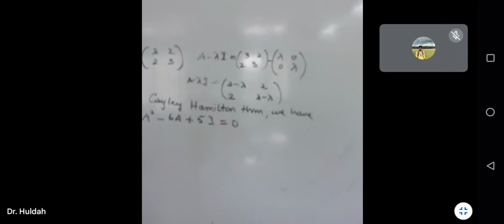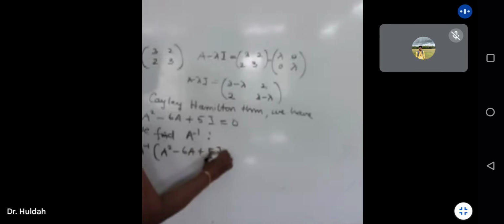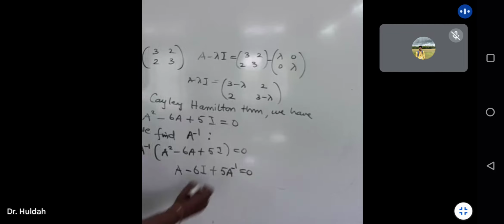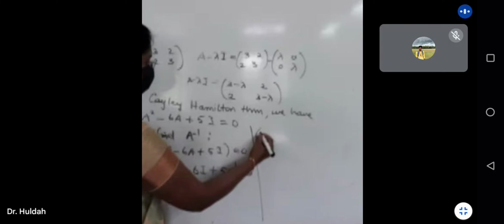Now I want to find the inverse. How do we do that? Pre-multiply by A inverse. So we write A inverse square minus 6A plus 5I equal to 0. That gives A minus 6 times A A inverse, which is the unit matrix, they cancel out, plus 5A inverse equal to 0. I know A, so let me substitute that.